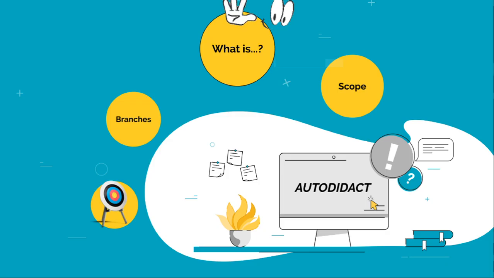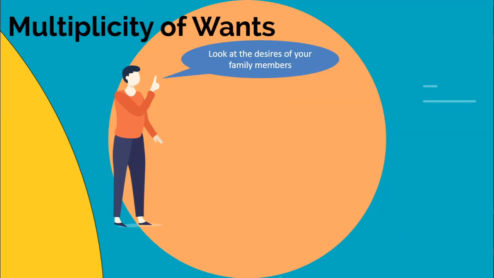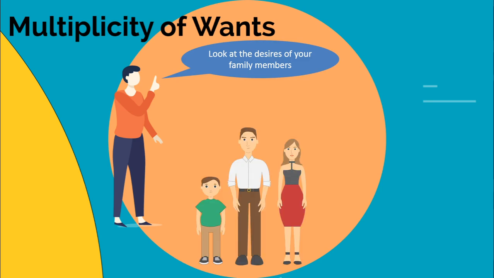What is economics and why is economics studied? This is because of the multiplicity of wants and the scarcity of resources. To understand this in simple terms, allow me to look into your family. I'm assuming that you are a family of 3, including your mother and father. Now, starting with your father, let us look at his wants and choices.